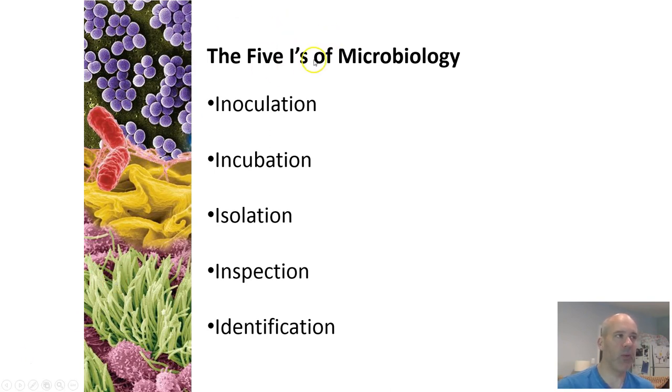All right, so your textbook points out five I's of microbiology when you're working with microorganisms in the laboratory, and so I kind of like this. One of those is inoculation. If you're going to grow microorganisms in the laboratory, you need to put them into a substance that's going to allow them to grow, and that's called inoculation. You're inoculating the culture medium, the substance on or in which that microorganism is going to grow.